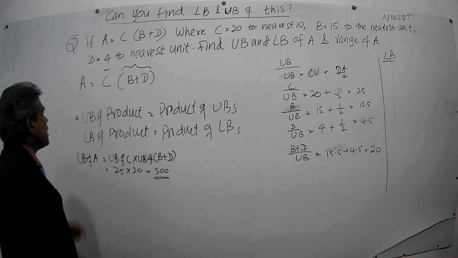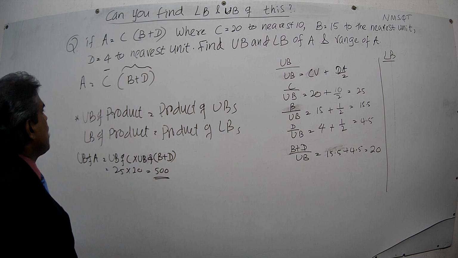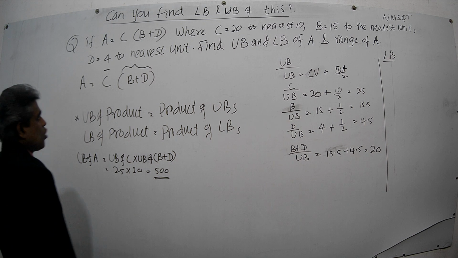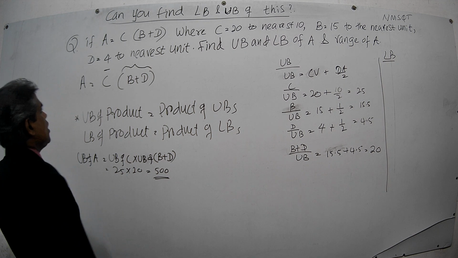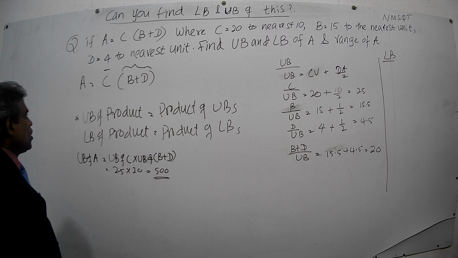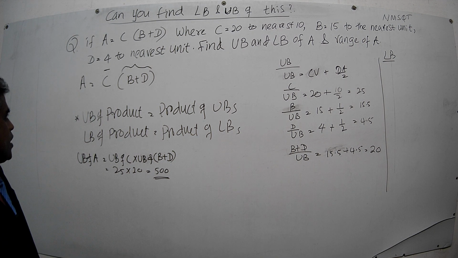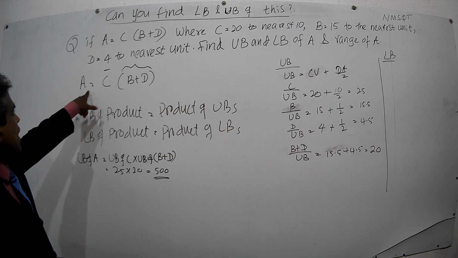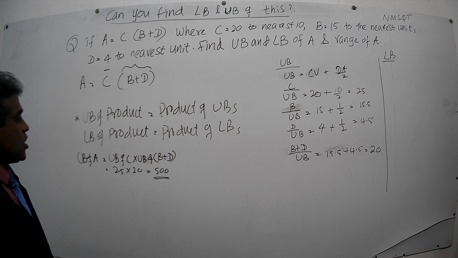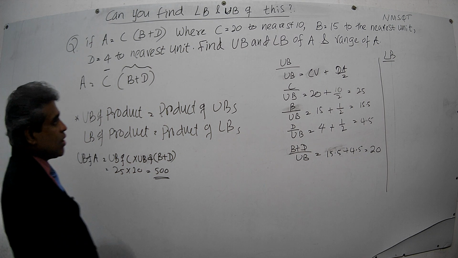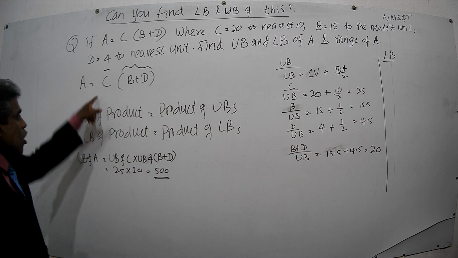Okay. Then here A equals C into B plus D. This is a product of two terms. To find the lower bound of a product of two terms, what you do is multiply the lower bounds of the two numbers multiplied. If you want to find the lower bound of A, get the lower bound of C and the lower bound of B plus D and multiply those two. That is all you have to do. Right, now we will do that. We need the lower bound of C.